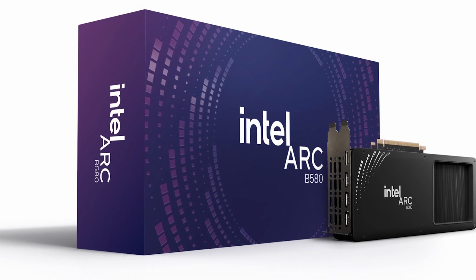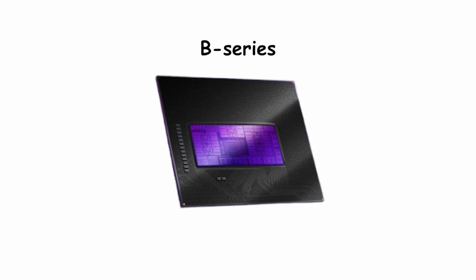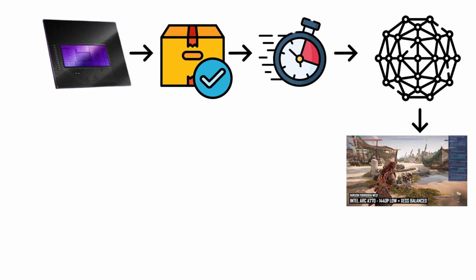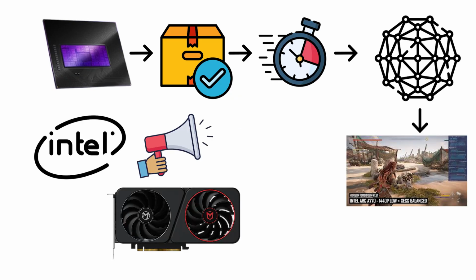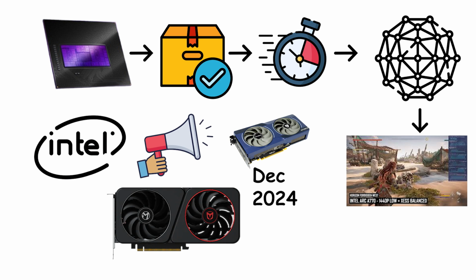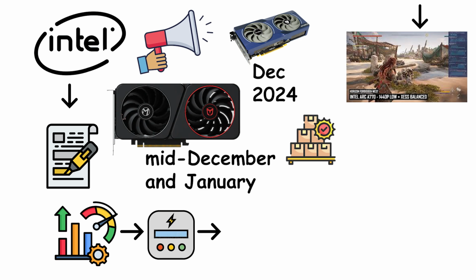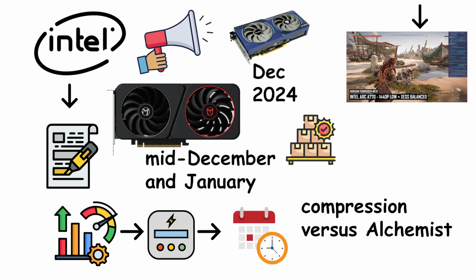The second generation Arc chips, marketed as the B series, improved front-end throughput, caches, and the ray tracing blocks, and delivered faster mesh shading and broader game compatibility. Intel announced the B580 and B570 in December 2024, with retail availability starting mid-December and January. Intel highlights higher performance per watt and better scheduling and compression versus Alchemist.